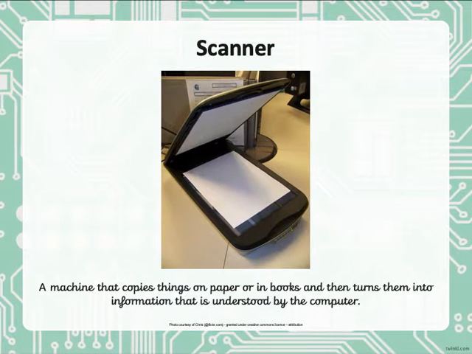A scanner. A scanner is a machine that copies things on paper or in books and then turns them into information that is understood by the computer. So I use a scanner quite often if I'm planning a lesson, so I can scan a page of a book that we might be reading and then put it on my computer so I can show you all the book on a big screen. So you might open your book, put it inside the scanner, press scan, and then it will send that picture from the book into your computer.